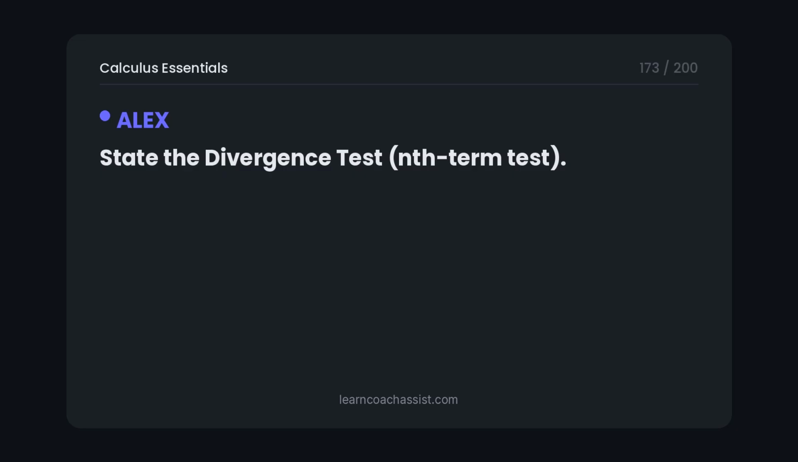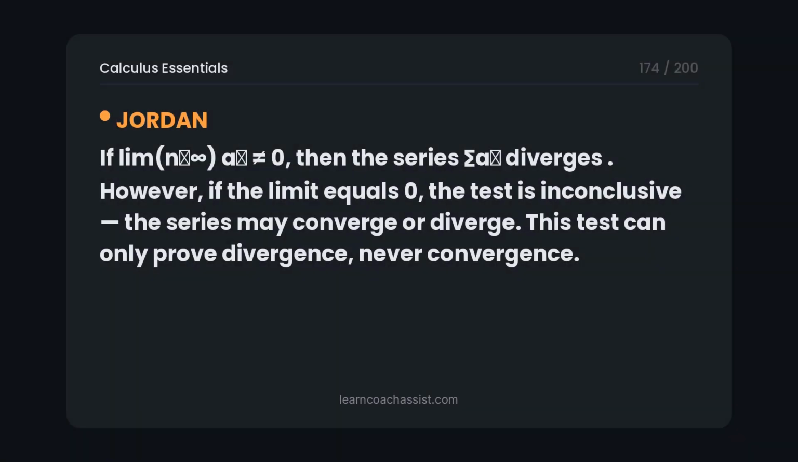State the divergence test, the nth term test. If the limit as n goes to infinity of a_n is not equal to 0, then the series sigma a_n diverges. However, if the limit equals 0, the test is inconclusive; the series may converge or diverge. This test can only prove divergence, never convergence.